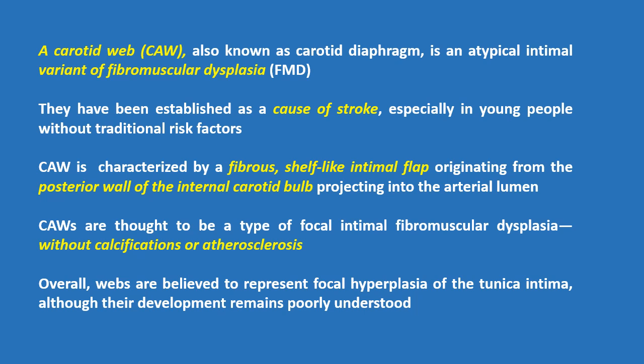They have been established as a cause of stroke, especially in young people without traditional risk factors. CAW is characterized by a fibrous, shelf-like intimal flap originating from the posterior wall of the internal carotid bulb, projecting into the arterial lumen. CAWs are thought to be a type of focal intimal fibromuscular dysplasia without calcification or atherosclerosis. Overall, webs are believed to represent focal hyperplasia of the tunica intima, although their development remains poorly understood.